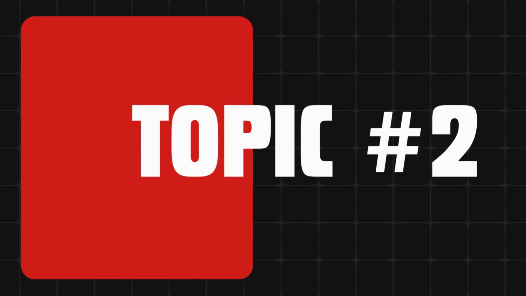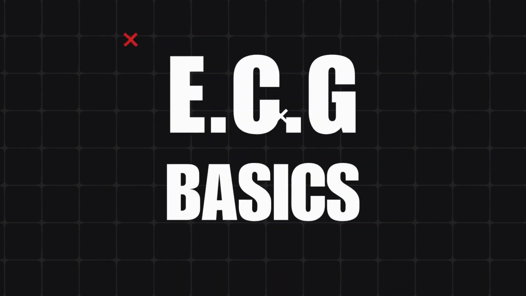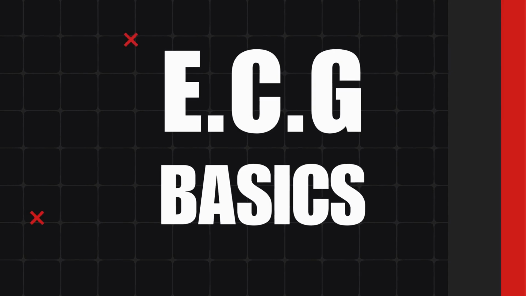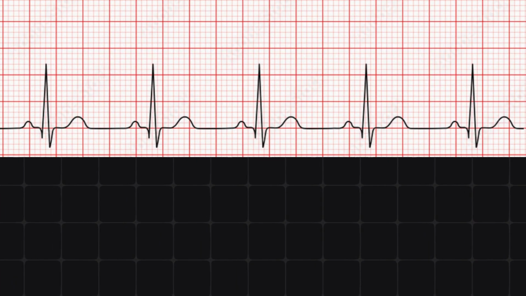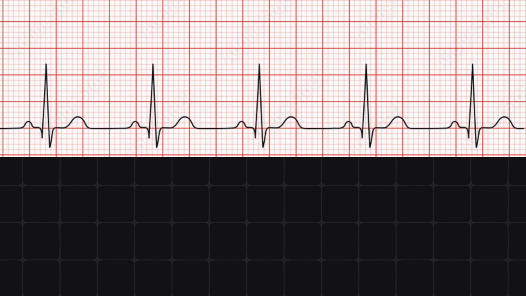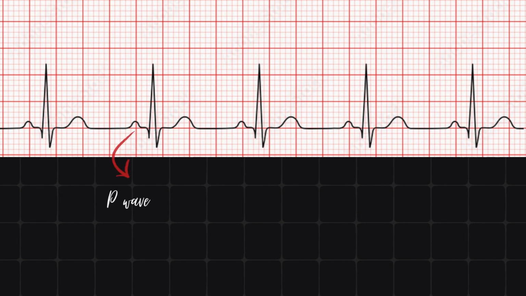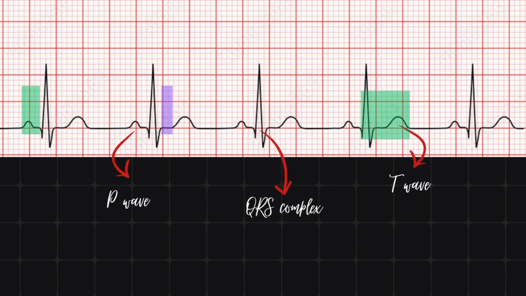Hey everyone, today we're diving into the world of electrocardiograms, or ECGs. Think of an ECG as a heart's secret diary, a squiggly story of its electrical adventures. We'll meet the main characters: the P wave, the QRS complex, the T wave, and their mischievous friends, the intervals and segments. Each one whispers a clue about your heart's health, and we'll learn to listen closely.